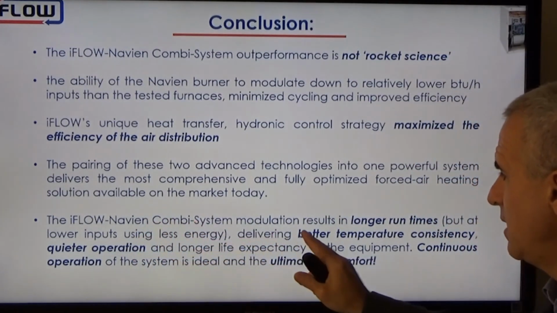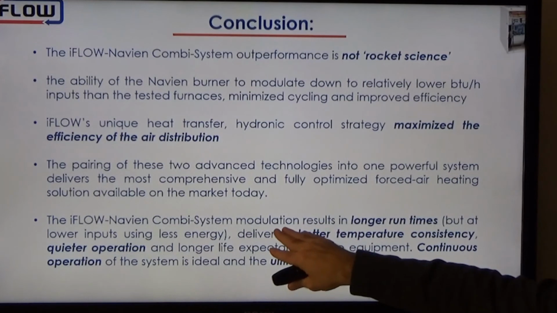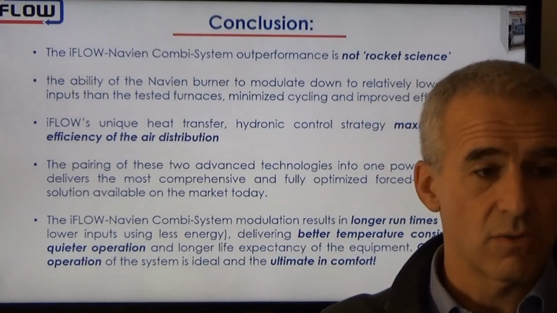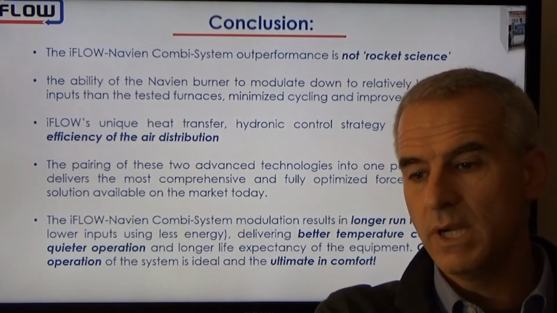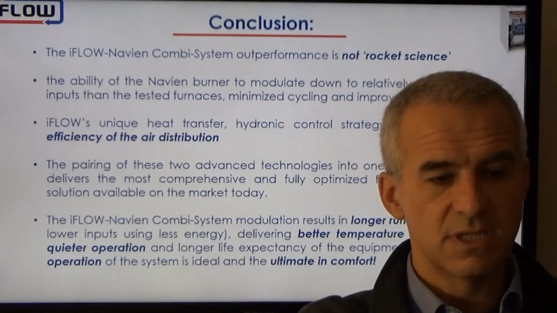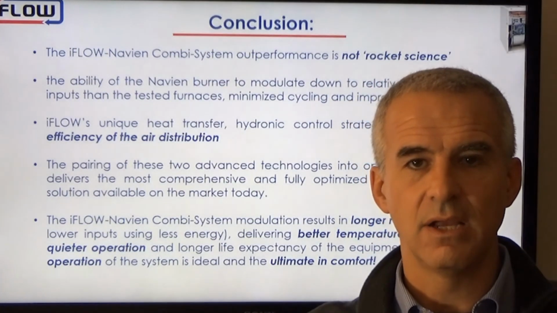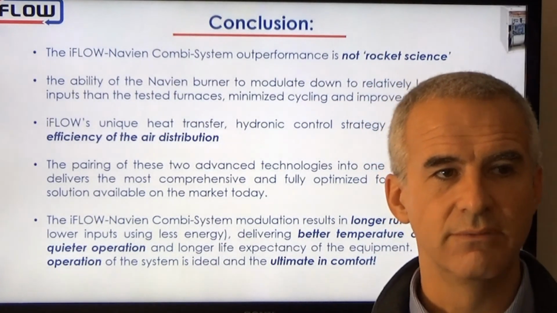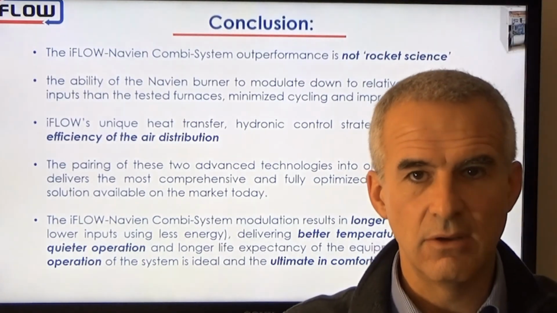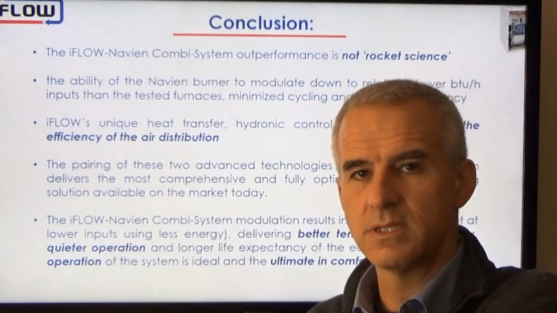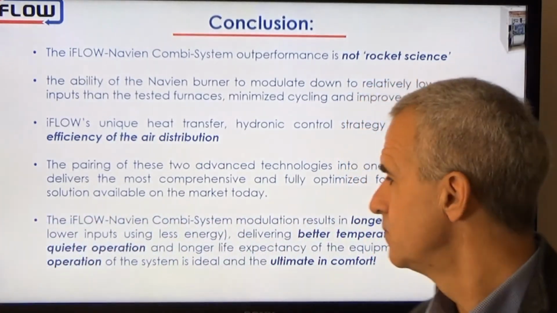The iFLOW Combi system, right? The modulation results in longer run times. As I said, if we need to run at 7,000 BTUs, we run at 7,000 BTUs, and we can deliver the 7,000 BTUs efficiently for the whole hour, instead of cycling on at 30,000 BTUs, delivering too much, then having to shut down for a period of time while your temperatures are kind of going up and down like this. We just run at one constant temperature, right?